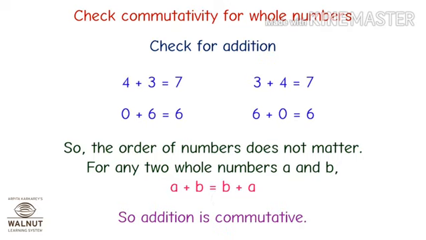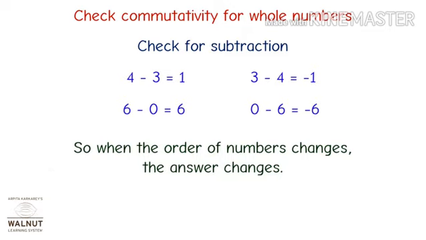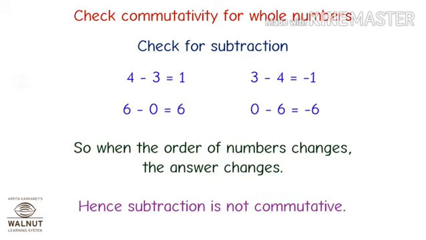So, addition is commutative. Let's check for subtraction. 4 minus 3 is equal to 1. 3 minus 4 is equal to minus 1. 6 minus 0 is equal to 6. 0 minus 6 is equal to minus 6. So, when the order of numbers changes, the answer changes. Hence, subtraction is not commutative.